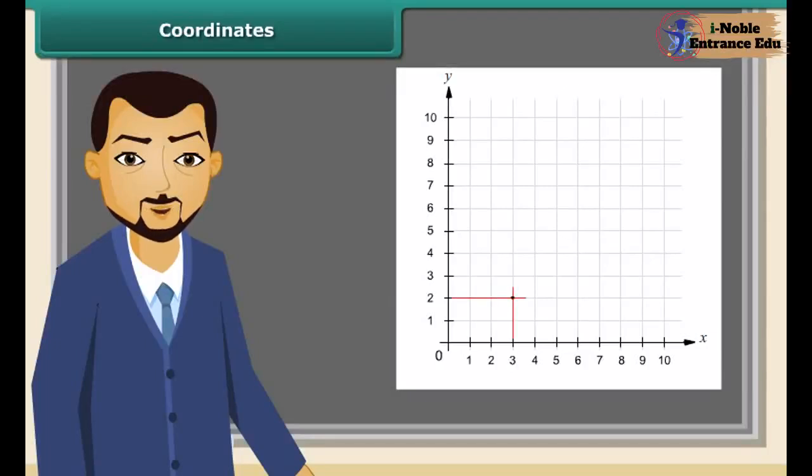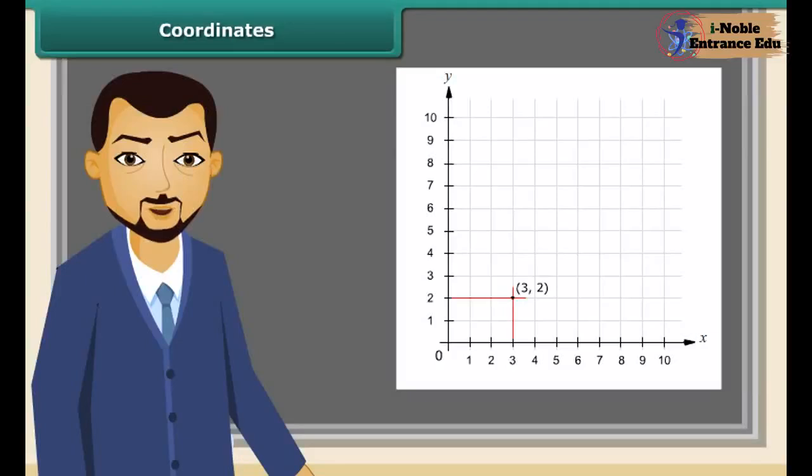Coordinates. Locate the seat in your class. For this you need to know two numbers, that is the row number and the column number. For example, (3, 2), which is 3 units from the left edge and 2 units from the bottom edge, is plotted on a graph sheet.